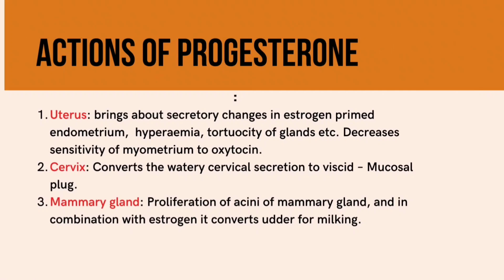Actions of progesterone. In the uterus, it brings about secretory changes in the estrogen-primed endometrium, hyperemia, and tortuosity of glands. It also decreases sensitivity of the myometrium to oxytocin. In the cervix, it converts the watery cervical secretion to a viscid mucosal plug. In the mammary gland, proliferation of acini, and in combination with estrogen, it prepares the udder for milking.